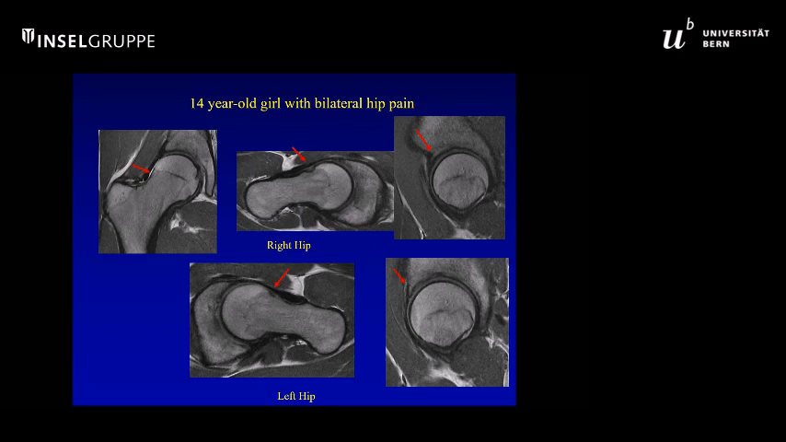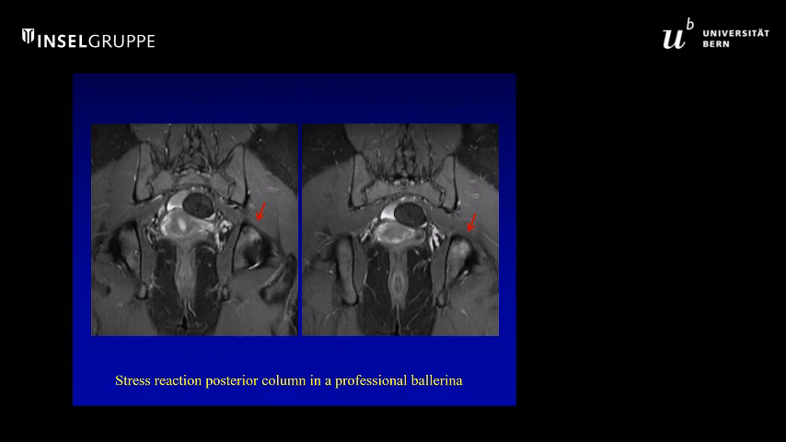So just a little case study here. This is a professional ballerina. When you think about a ballerina walking into your office, you're thinking, well, maybe she's coxa valga, she's going to be hyperlax, dysplastic. She has a stress reaction in the posterior column on the left. You can see that bone marrow edema pattern.